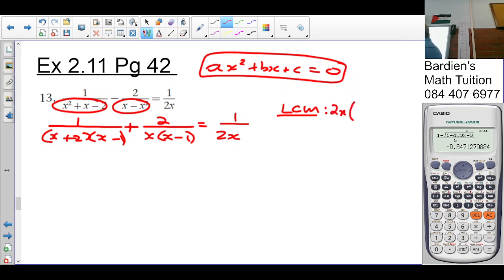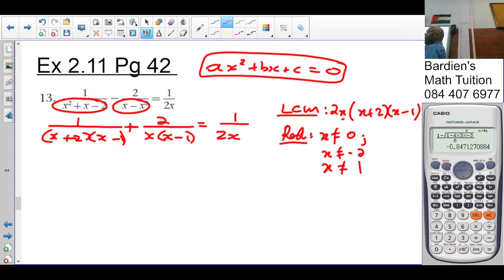2x into x plus 2, x minus 1. I've accounted for the first denominator, the second denominator, the x and the x minus 1, and the 2x. What's my restriction here? X can never be equal to 0 in that case. X can never be equal to minus 2, as well as x can never be equal to 1. Okay.